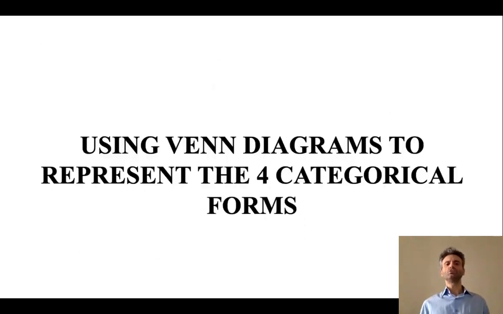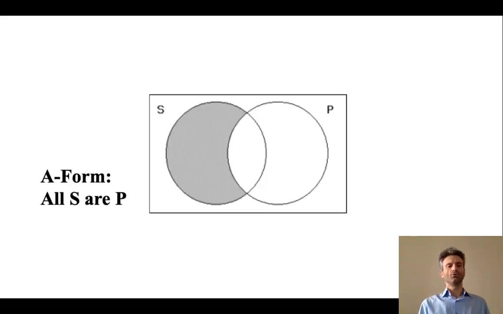Okay, now let's use Venn diagrams to represent the four categorical forms. Remember, the four categorical forms are A, all S are P; E, no S are P; I, some S are P; and O, some S are not P. Okay, let's start with the first one, the A form. Notice what I had to do in order to represent the A form. I had to shade area 1. Remember, this is area 1, 2, 3, and 4.